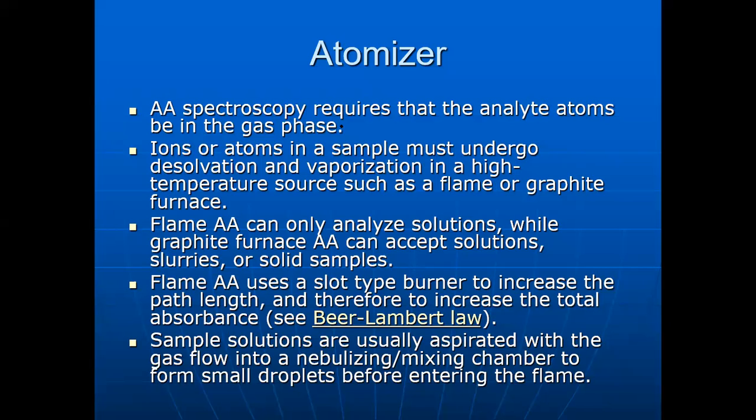So whenever we feed the sample to the instrument, what will happen? There will be dissolution and vaporization at high temperature, such as in a flame or graphite furnace. If you see our so-called flame photometer, whenever we feed a sample, it will completely convert it into vapors, into a gas phase. Flame atomic absorption can analyze solutions, while a graphite furnace atomic absorption can accept solutions, slurries and soil samples.